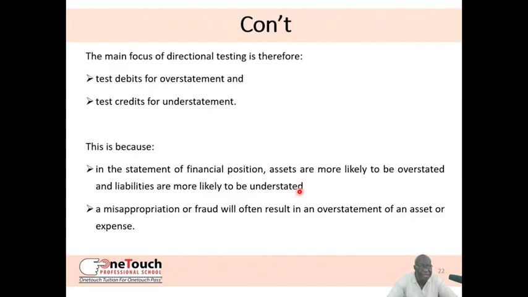The main focus of directional testing is therefore to test debit for overstatements. Every debit must be tested for what? Overstatements. And test credit for what? Understatements. This is because in the statement of financial position, assets are more likely to be overstated and liabilities are more likely to be what? Understated. But that is vice versa. Once the debit is overstated, the credit is also overstated. That's what they're saying. A misappropriation or fraud will often result in an overstatement of an asset or expense.